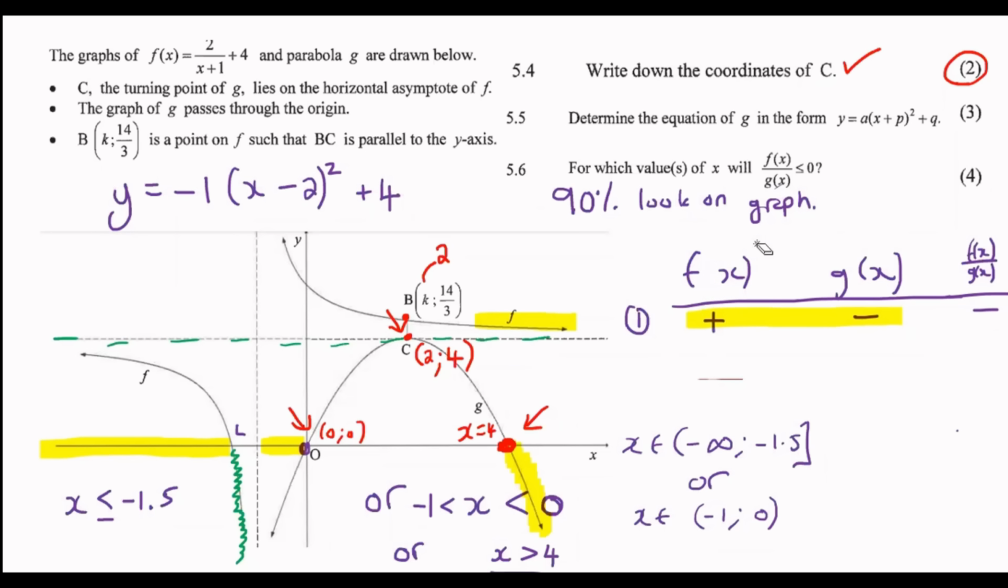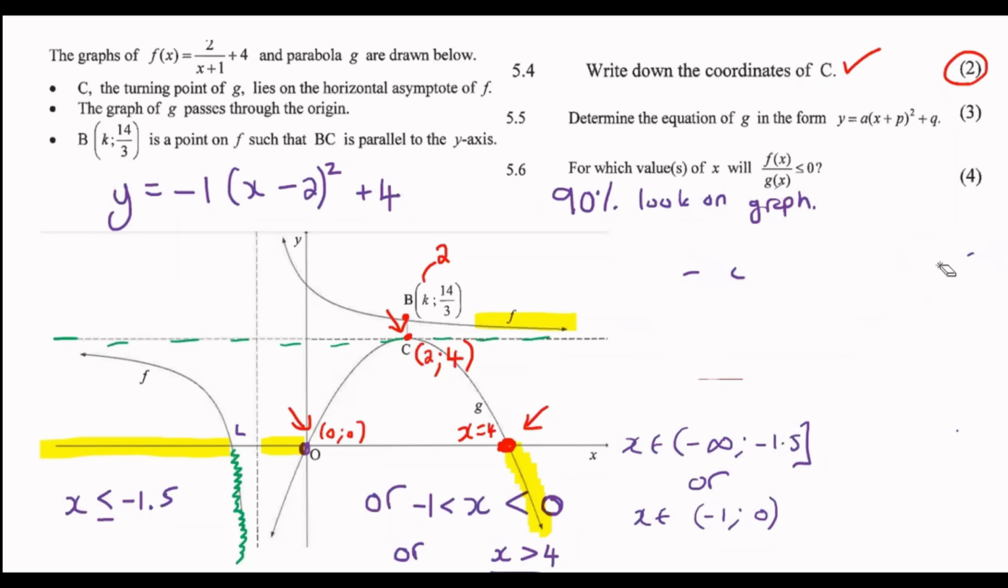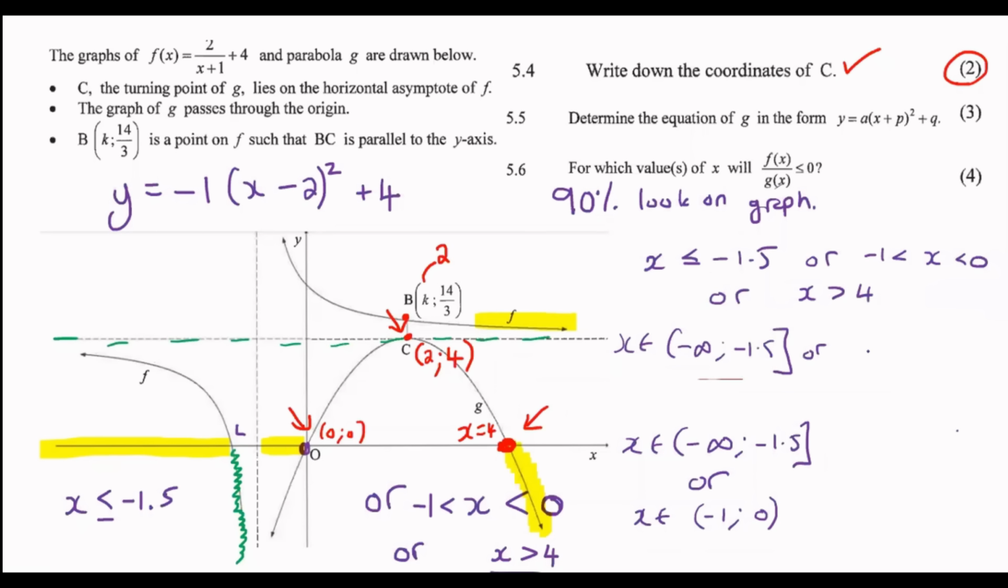Okay, so let me summarize our answers for us once more. So our first answer is x is smaller than or equal to negative 1.5, or x is bigger than -1 and smaller than 0, or x is bigger than 4. If you prefer interval notation, we'll say x is an element from negative infinity up to negative 1.5, or from -1 up to 0, or from 4 up to positive infinity.